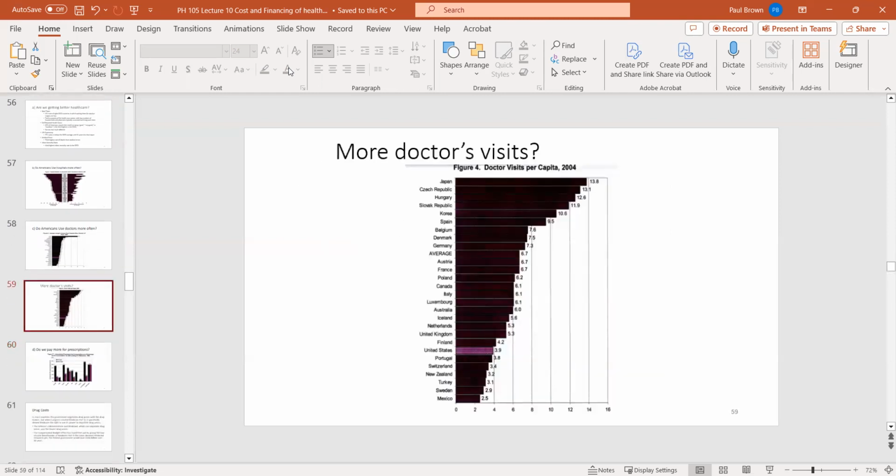So if you look at that, you'd think, okay, it's not that we're getting more healthcare. It's not that you can look at our health outcomes and say, yes, we're definitely getting better health outcomes. Scratch that one. It's not that you can say we're using healthcare more. Scratch that one.